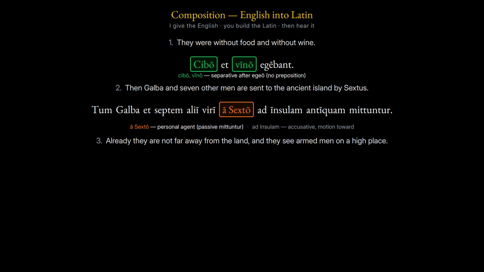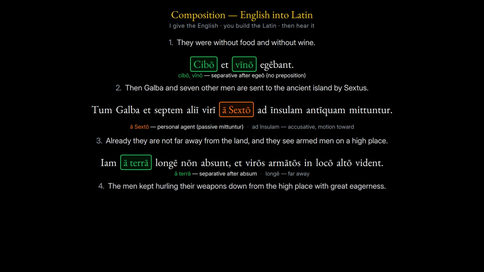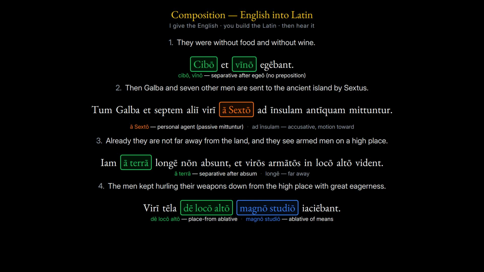Third, already they are not far away from the land, and they see armed men on a high place. Iam a terra longe non absunt, et viros armatos in loco alto vident. To be absent draws the separative ablative for the land. Fourth, the men kept hurling their weapons down from the high place with great eagerness. Viri tela de loco alto magno studio iaciebant. Down from is the place from ablative, while the great eagerness is a bare ablative of means.